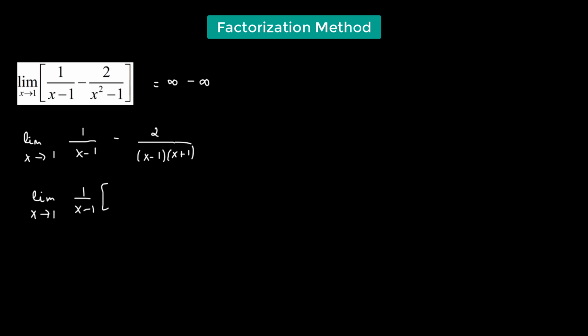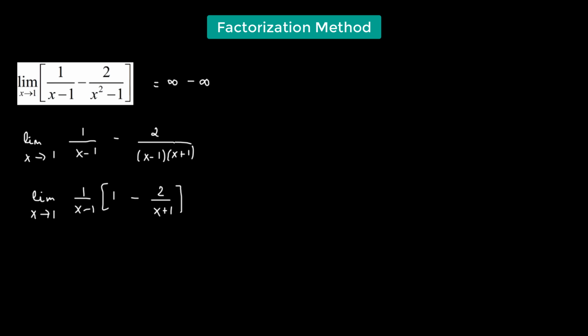This is quite similar to the previous problem. When we substitute the value of x by 1, we get infinity minus infinity, which is an indeterminate form. So we are going to do a little bit of algebraic manipulation. Where we have 1 over x minus 1 minus 2 over x squared minus 1, x squared minus 1 can be rewritten as the product of x minus 1 and x plus 1. Now we are going to pull out the x minus 1 from the denominator of each of the rational functions. So we have 1 over x minus 1 times 1 minus 2 over x plus 1.